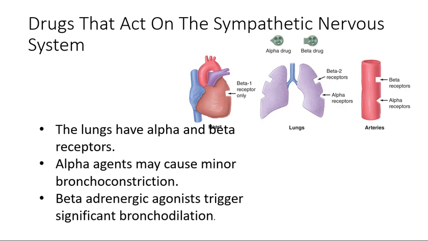Now, here's the thing to keep in mind. The lungs have, like I said, both alpha and beta receptors. Where do you think, from our perspective, we're really going to be interested in alpha receptors? What part of the lungs? It's kind of a trick question, but really not. Bronchioles? You're getting close. You're getting even closer.